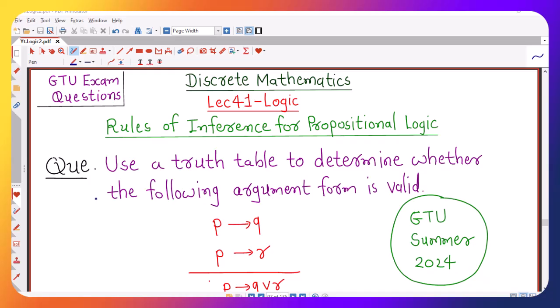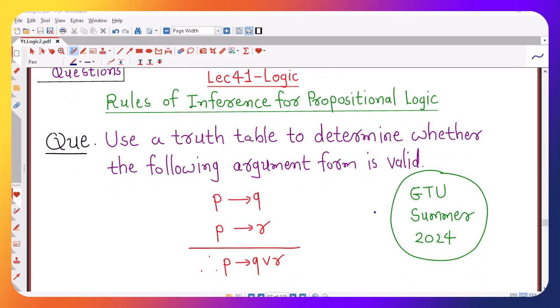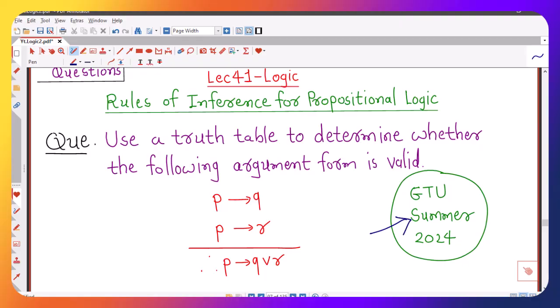In this lecture we will discuss one more problem on rules of inference for propositional logic. This problem was asked in GTU Summer 2024 exam. We are discussing how to determine the validity of argument or argument form from several lectures, and in this lecture also we are going to determine the validity of this argument form using truth table.